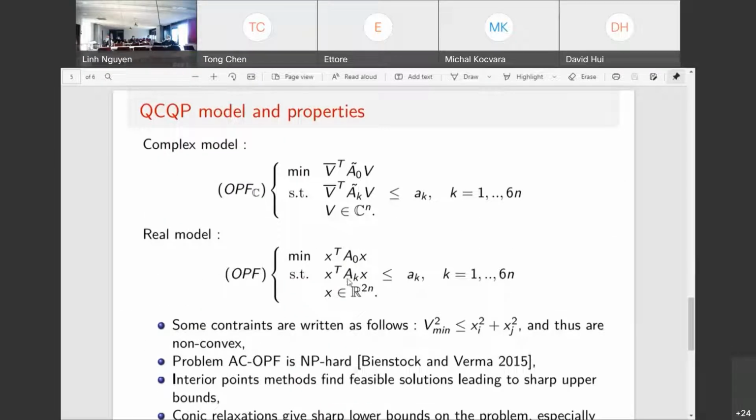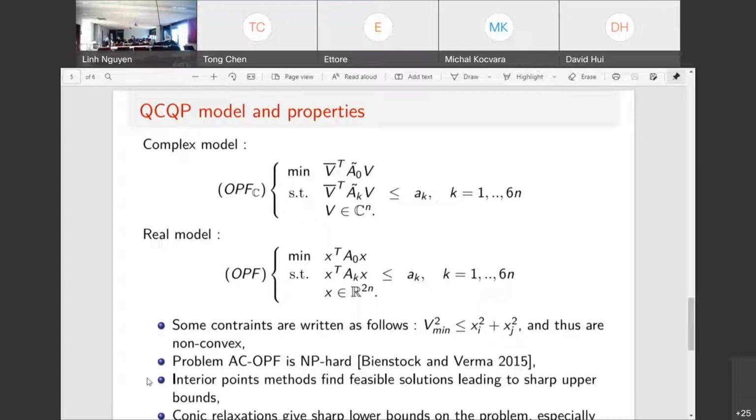So everything may be written as a quadratic non-convex problem. Here the matrices are symmetric but not positive semi-definite. And we can go, of course, to a real model with real and imaginary parts. So here the modulus, or the amplitude, of the complex voltage will be a sum of squares of real variables, and then this part will be non-convex.